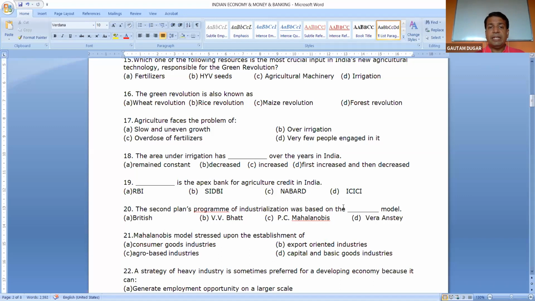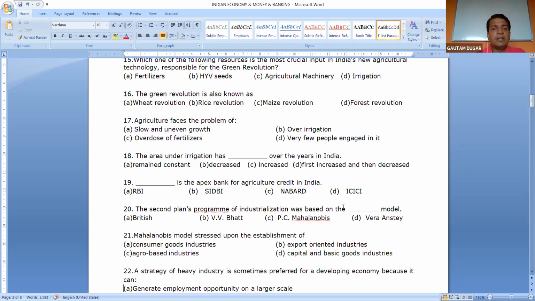18. Area under irrigation has increased over the years because over these years, government has made arrangements for irrigation from different rivers. We have made pipelines for the water supply to the villages, to the fields. So irrigation facilities have been increased a lot. So it has increased. Okay, so that is wrong.